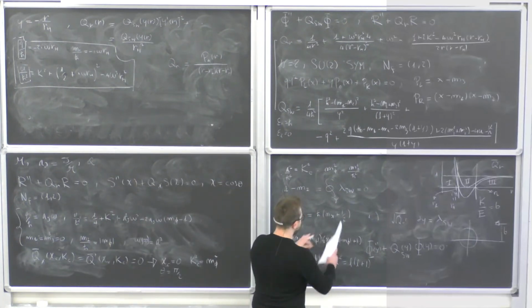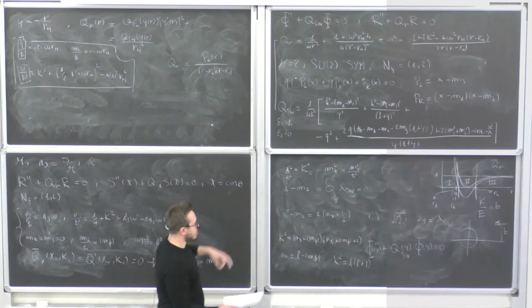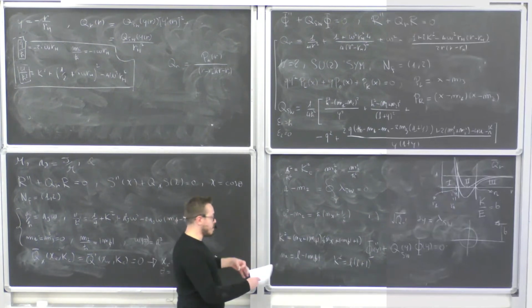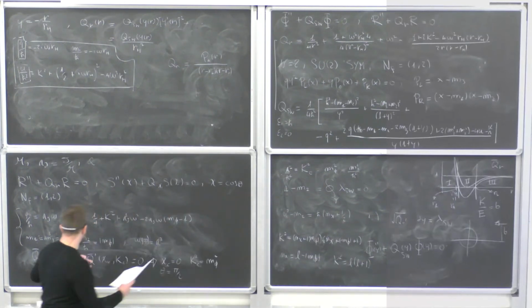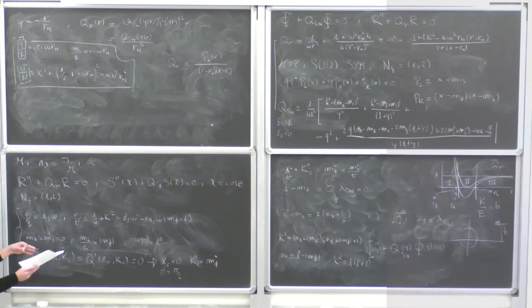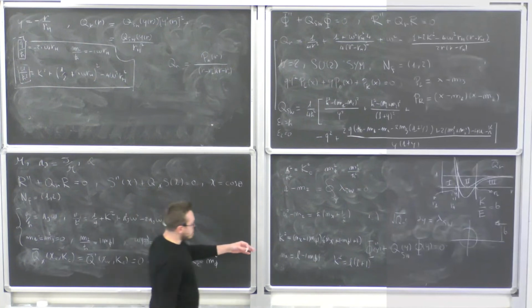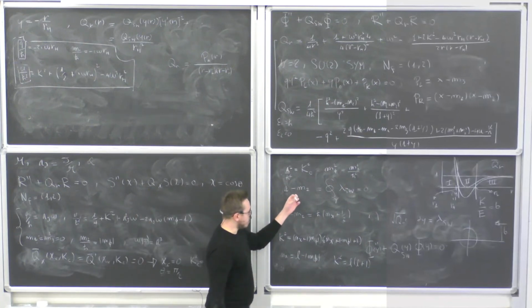So the main point behind this is that there are some limits, in this case when q goes to 0, in which I am able to understand what is the shrinking cycle.